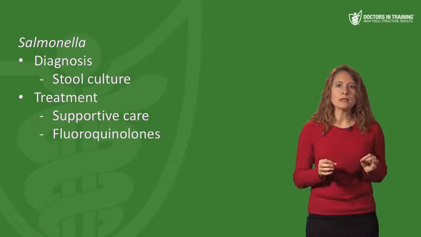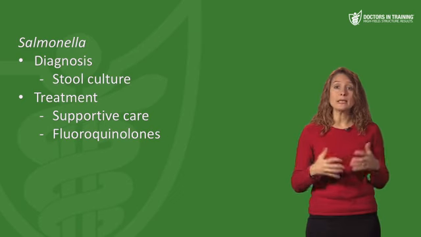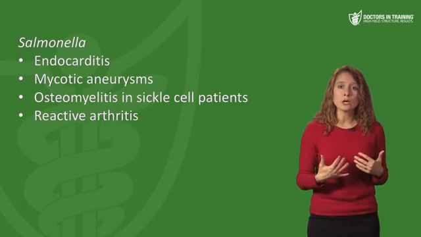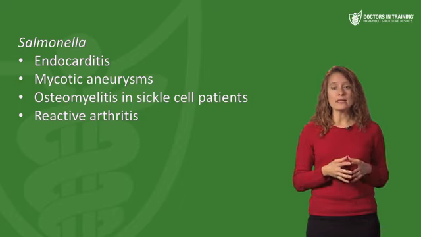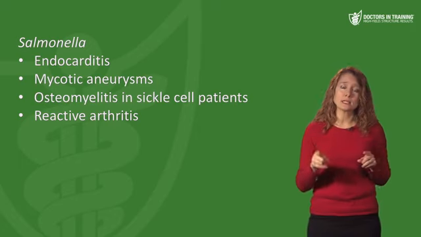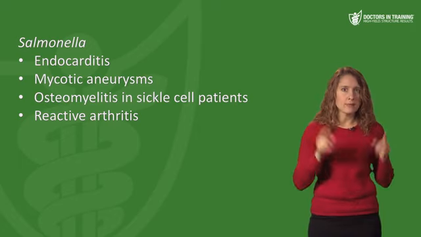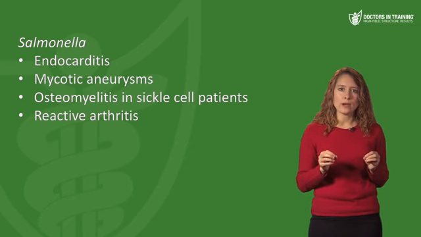Now, sometimes salmonella gastroenteritis can get complicated. For example, sometimes salmonella can spread hematogenously and cause endocarditis and mycotic aneurysms. It can also cause osteomyelitis in sickle cell patients. So if you get a question about osteomyelitis in a sickle cell patient, salmonella needs to pop into your brain. The other association you might want to remember is reactive arthritis.